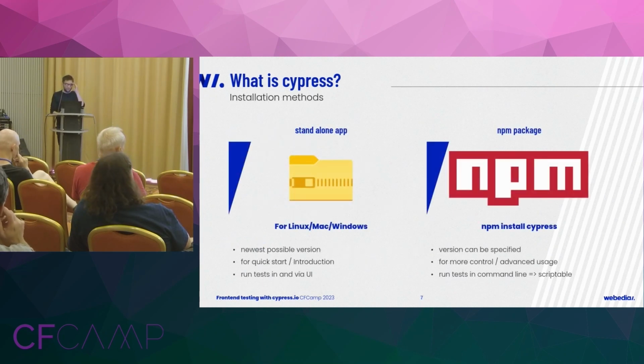Okay, so what if you want to actually install Cypress? There are 2 basic methods to do that. The first one is there's a standalone app that you can just download. It is a big zip file. You just download the zip file, extract it in some directory that you want to have. And a standalone app is pretty great because it's always the newest version of Cypress, so it has all the newest features.